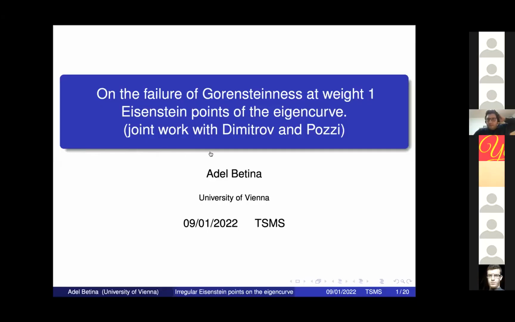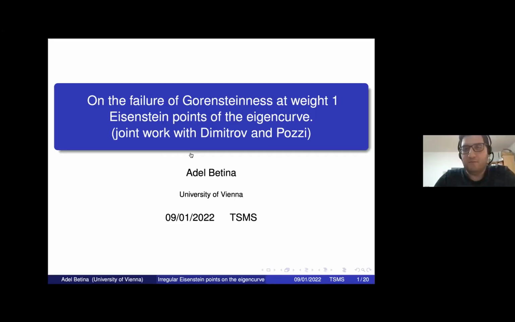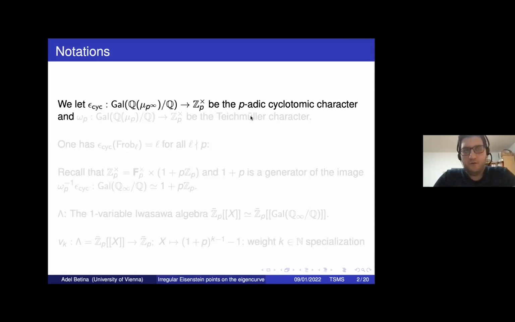So now I will speak about a project that I conducted with two collaborators, Dimitrov in Lille and Pozzi in London. It is about the geometry of a modular space called the eigencurve. It parametrizes deformations of modular forms. Now I need to introduce also some notations. Sorry, I cannot introduce everything, but I will try at least to give characterizations of the object.